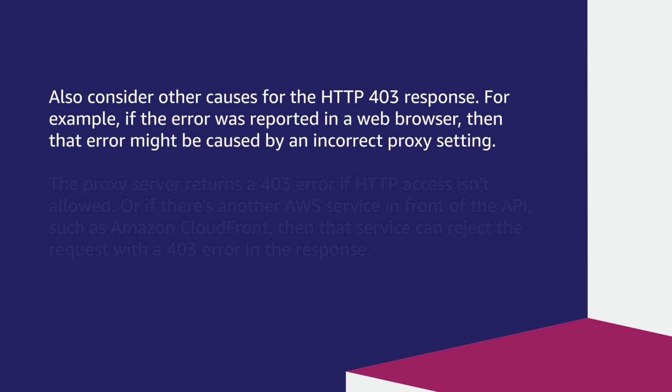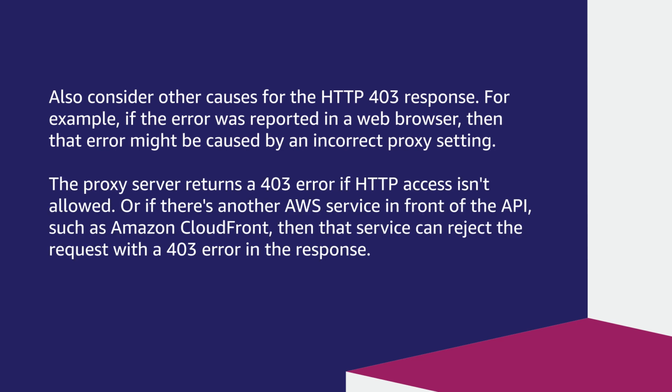For example, if the error was reported in a web browser, then that error might be caused by an incorrect proxy setting. The proxy server returns a 403 error if HTTP access isn't allowed, or if there is another AWS service in front of the API, such as Amazon CloudFront. Then the service can reject the request with the 403 error in the response.